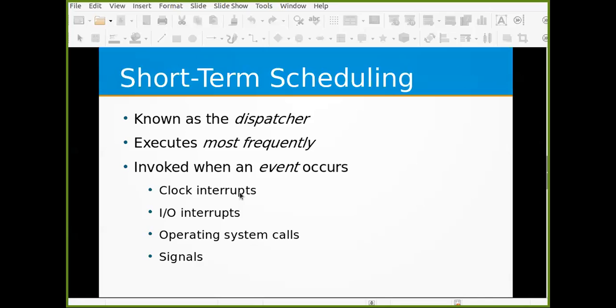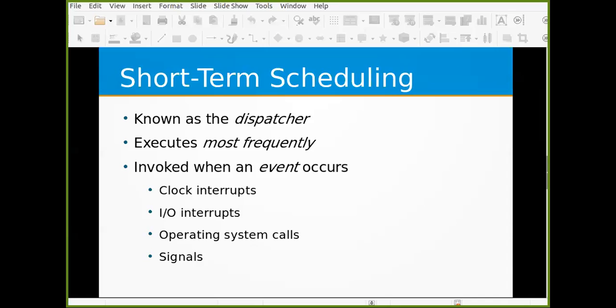And whenever a process needs to switch, the dispatcher comes into the picture and decides, if this process is going out, whether it is going into the blocked state or ready state, and which new process will run next. That is what the dispatcher will decide. And it's a frequent decision.